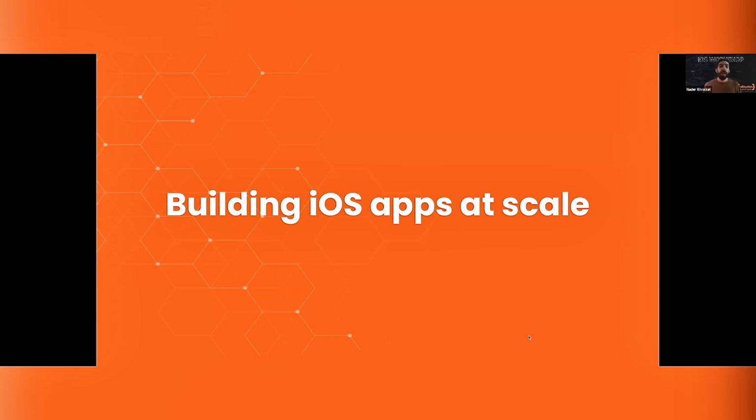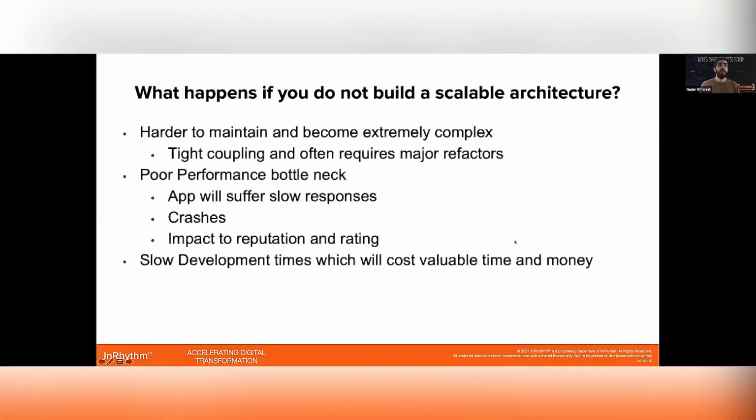Well, what would happen if we don't build a scalable architecture? We'll start with there. So first of all, it's going to be very hard to maintain, and it's going to become extremely complex. And it's going to have a lot of tight coupling and require major refactors if you want to make any change. And working as part of a team is going to make it very difficult, cause a lot of merge conflicts. It also provides poor performance bottleneck because there's a lot of dependencies.